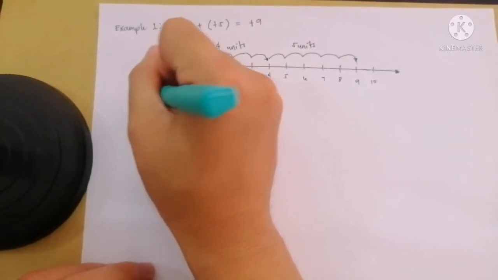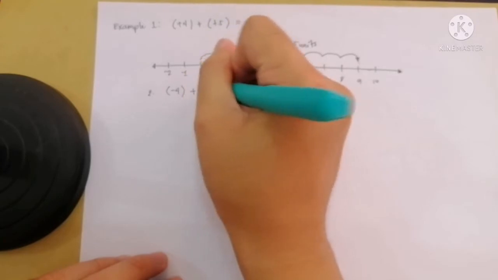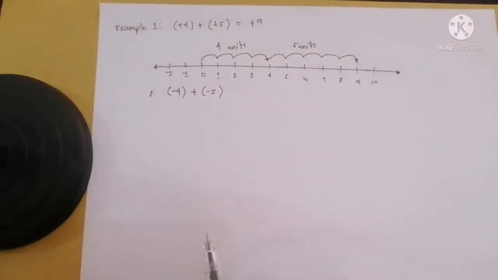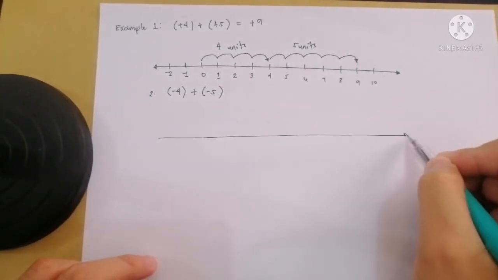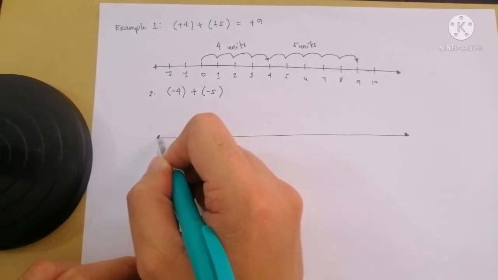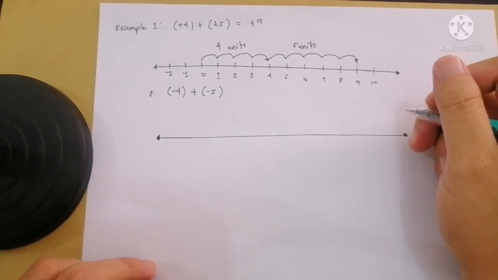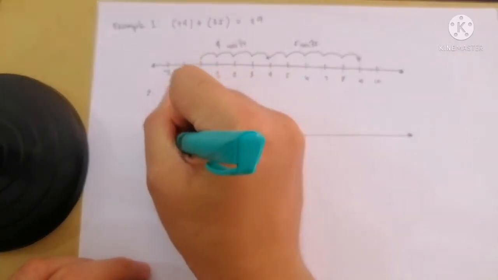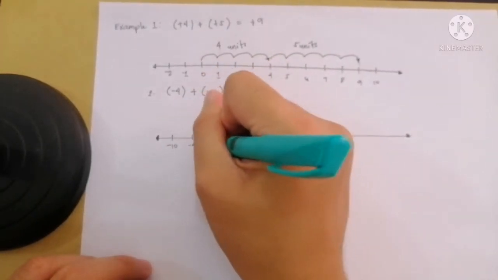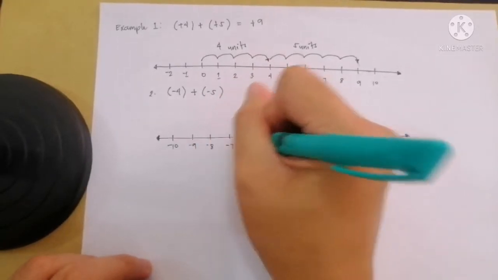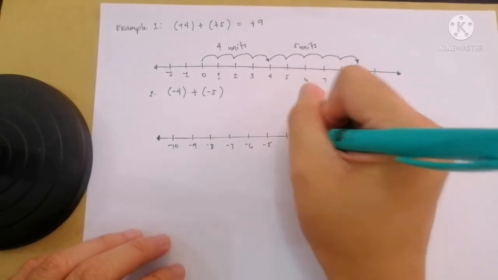Now let's proceed to the second example. We have here negative 4 plus negative 5. So here, we're now going to focus on the negative side of the number line. We're going to show you more of the negative side of the number line. So we have here negative 10, negative 9, negative 8, negative 7, negative 6, negative 5, negative 4.